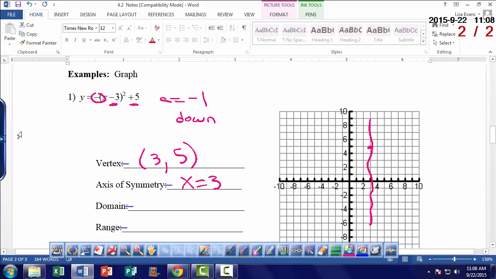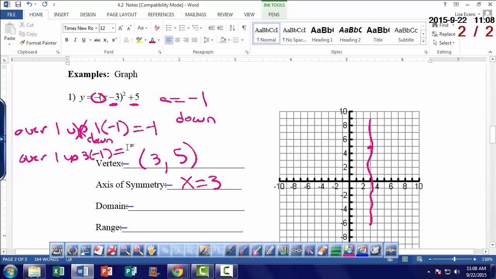Now we're going to go ahead and graph. So here's what we're going to do. We're going to go over 1 from the vertex, up 1a. Our a is -1. So 1 times -1 is -1, so we're really going down. So we're going over 1, down 1. And then we're going to go over 1 again, up 3a. Our a being -1, so we're really going down 3. I'll show you what I'm talking about.